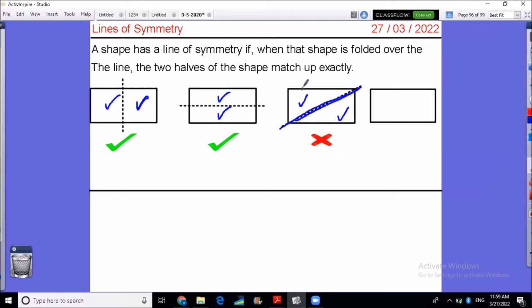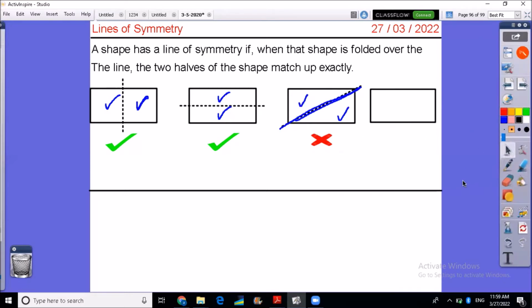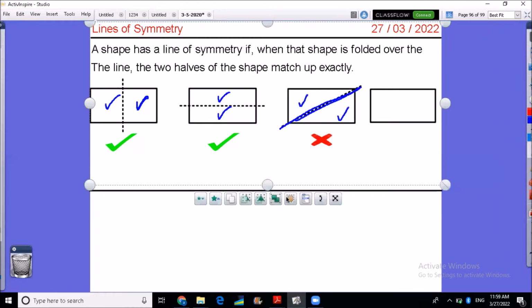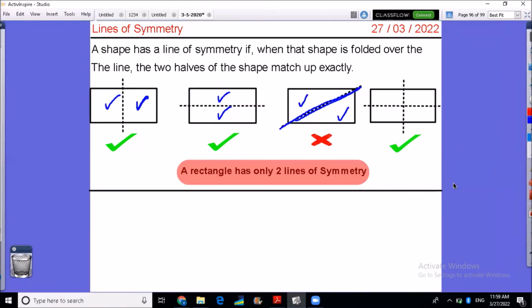That's why we say that the rectangle has only two lines of symmetry, and a diagonal line of symmetry is not actually there with the rectangle. Okay? All right, so a rectangle has only two lines of symmetry.